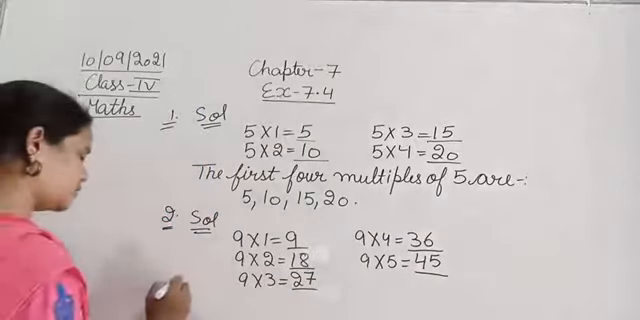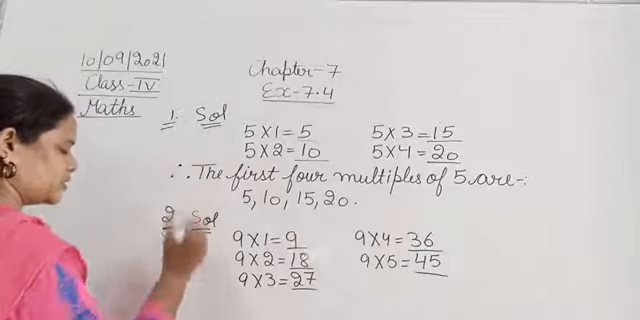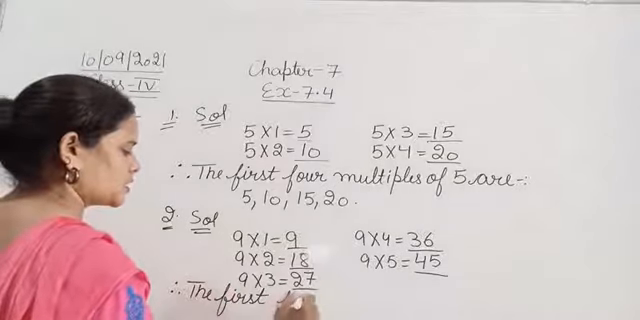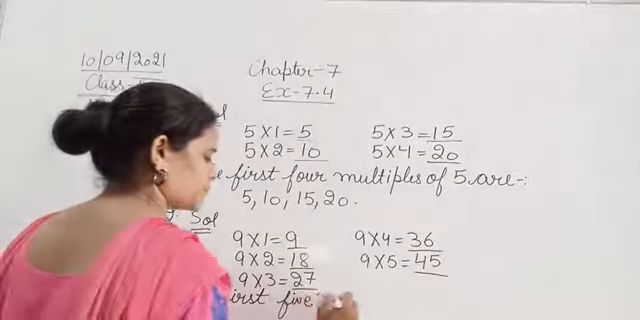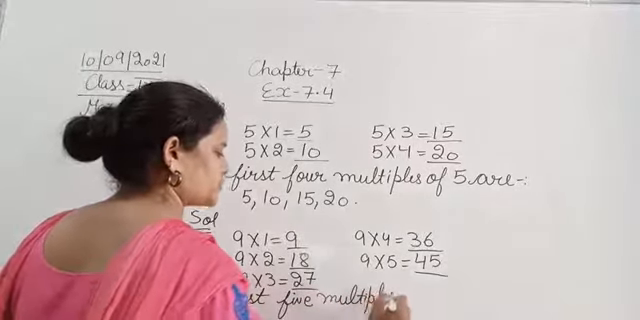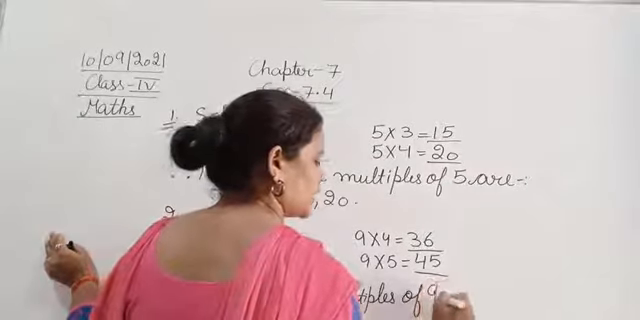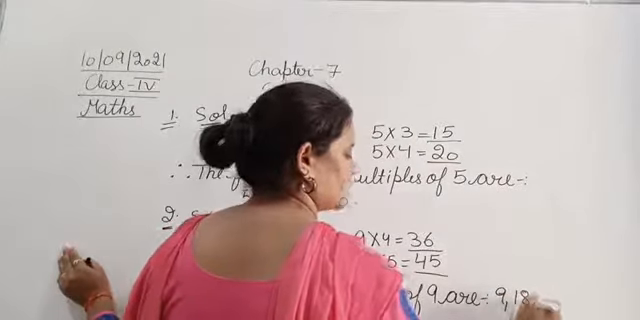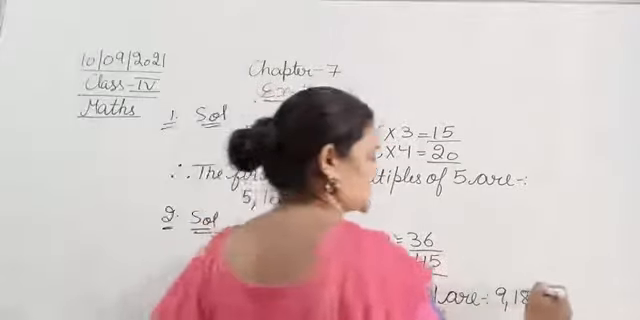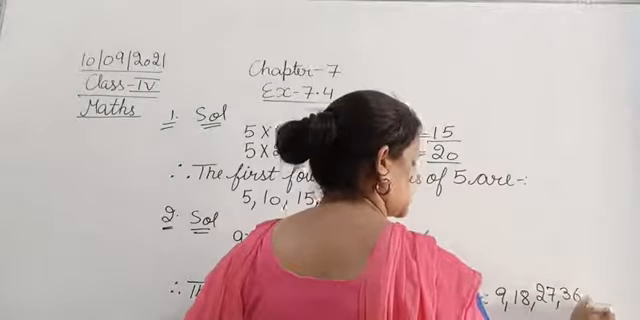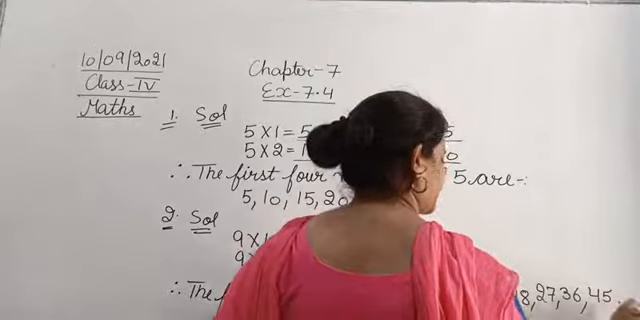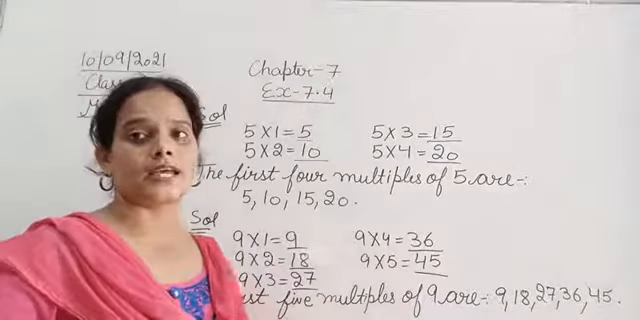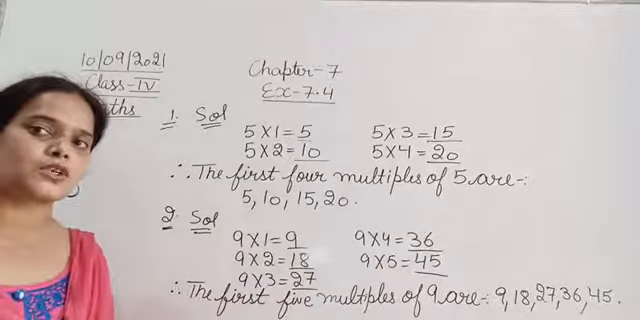So write it: therefore the first 5 multiples of 9 are 9, 18, 27, 36 and 45. So these are the first five multiples of 9.